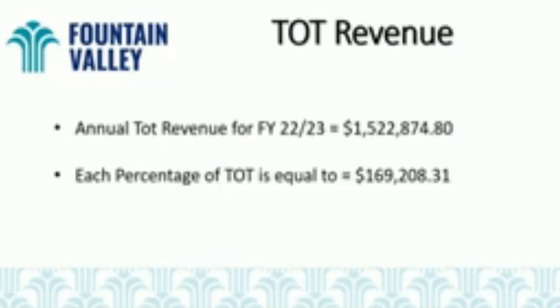The annual revenue we get from our 9% on the hotel tax is just over 1.5 million. That equates to just about 170,000 per percentage. So if we were to increase the transient occupancy tax, that's the additional amount of money we could expect per year, per percentage.